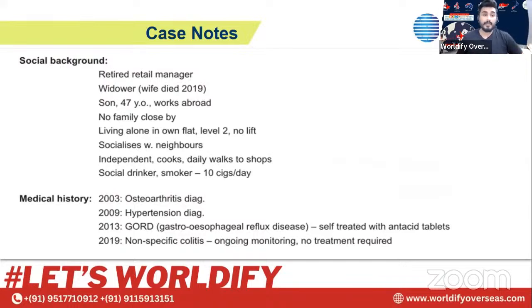So in the social background, we are told that he's a retired retail manager and he's a widower, his wife died. He has a son who is 47 years old, works abroad. That established why he lives alone. No family close by. There's no family here. Living alone in his own flat. I think this is very relevant information, living alone in his own flat.